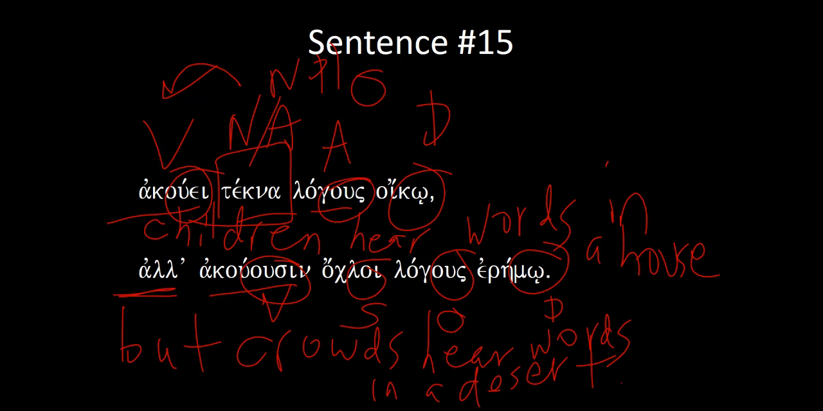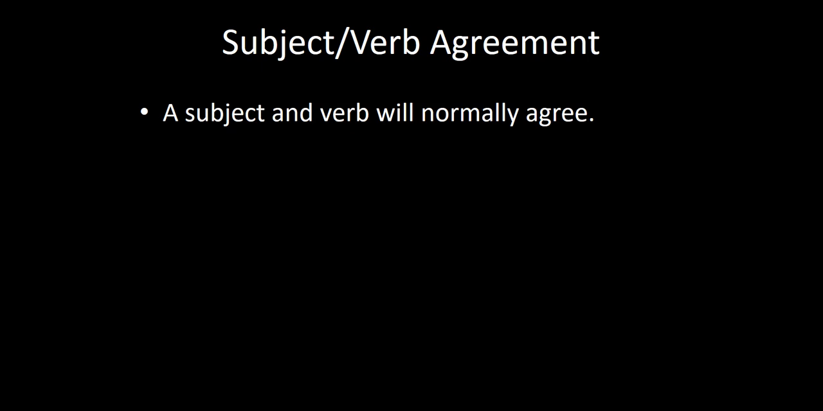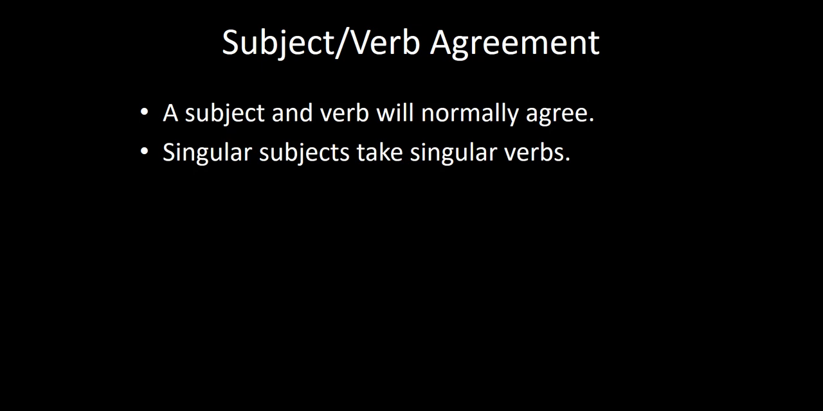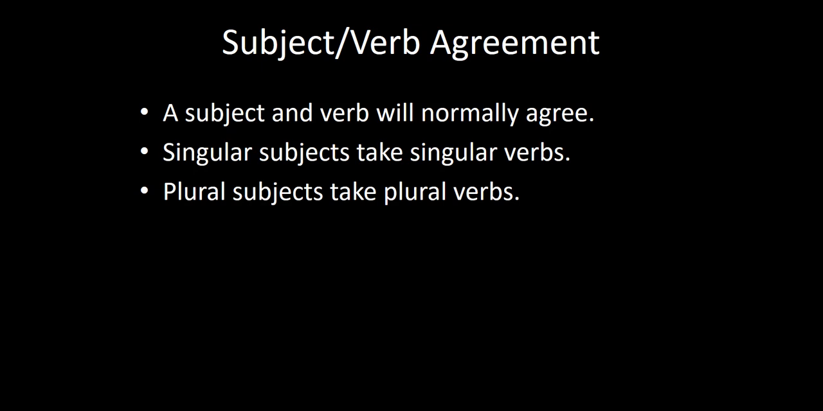And if we follow that simple strategy, find a verb, find a subject, find an object, it really helps a lot. Now, something we've alluded to already several times, but let's make it explicit, is what we can call subject-verb agreement. A subject and a verb will normally agree. And really, you could even change the word normally to almost always. There are a few exceptions. But what does that mean? That means that if you have a singular subject, it's going to take a singular verb. If you have a plural subject, it's going to take a plural verb. So that just makes good common sense. A singular subject goes with a singular verb. A plural subject goes with a plural verb.